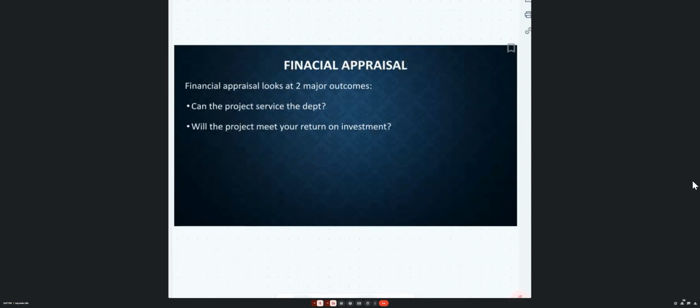Financial appraisal. Financial appraisal looks at two major outcomes. Can the project service its debt? Will the project meet your return on investments?